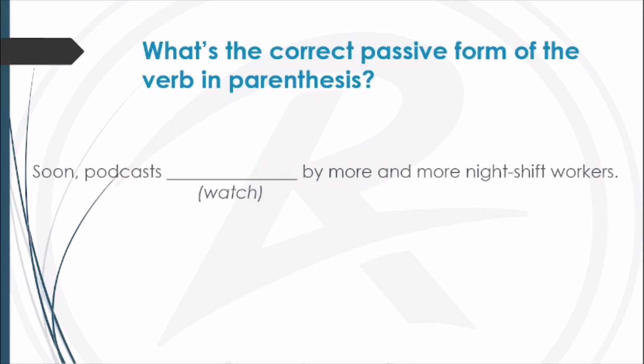Example number 2. Soon, podcasts, the verb in parentheses is watch, and there we have the agent here, by more and more night shift workers. This is a good example of the introduction of the agent. So, what is the correct passive form of the verb watch? You have 5 seconds.